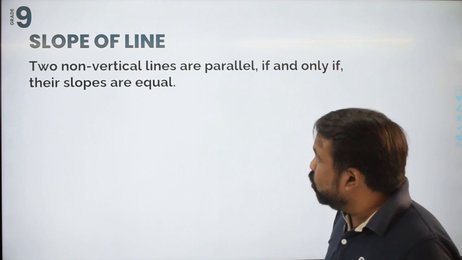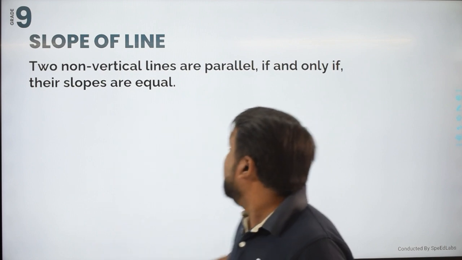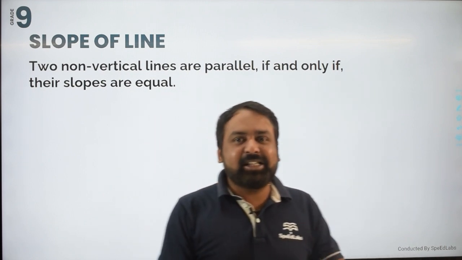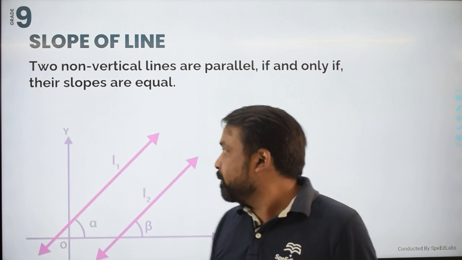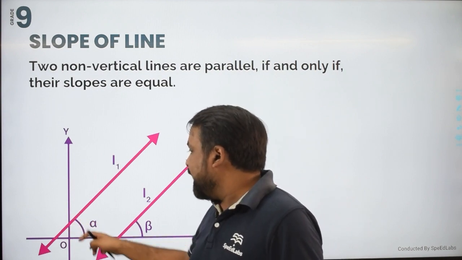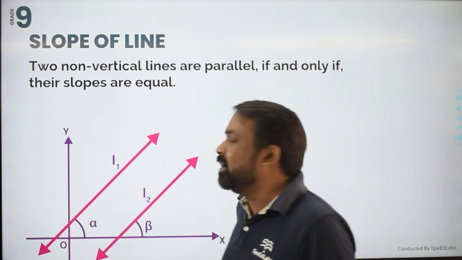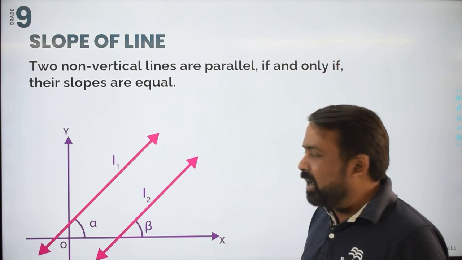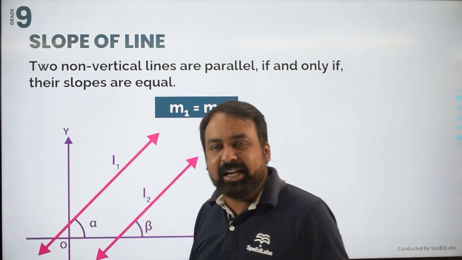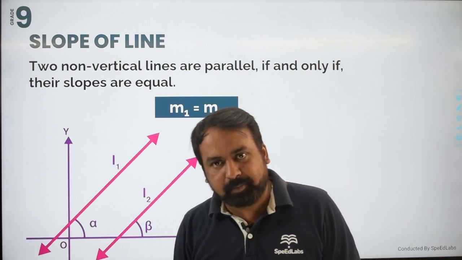Next thing, two non-vertical lines are parallel if and only if their slopes are equal. Now we can say that if two lines are parallel, then their slopes will be equal. As you can see, these two lines are parallel, so this angle alpha will be equal to beta, and if angle alpha is equal to beta, then the slope will also be the same for these two parallel lines. That means let us suppose the slope of the first line is m1 and the slope of the second line is m2, so m1 will be equal to m2.